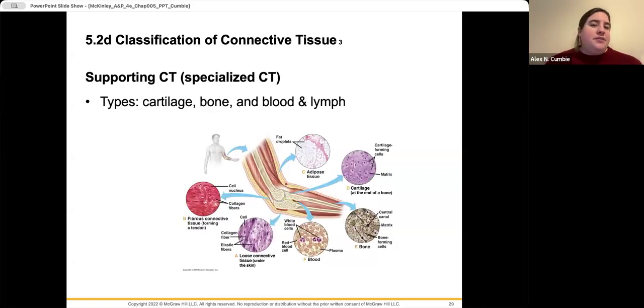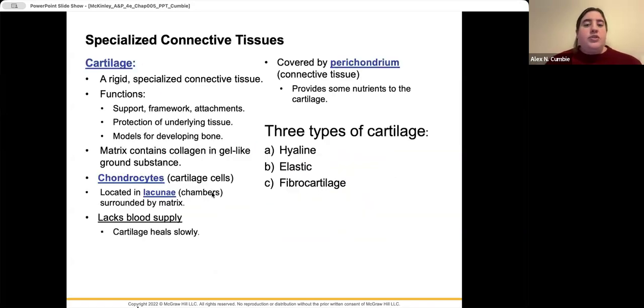The last type of connective tissues are all the specialized or supporting connective tissues, including cartilage, bone, blood, and lymph. So we'll start with cartilage. Again, this is one of those really nice summary slides that you'll want to memorize going into each tissue type. Cartilage is not very fluid. Its extracellular tissue surrounding it is hardened. It's not fully hard like bone, which we'll look at, but it is hardened.